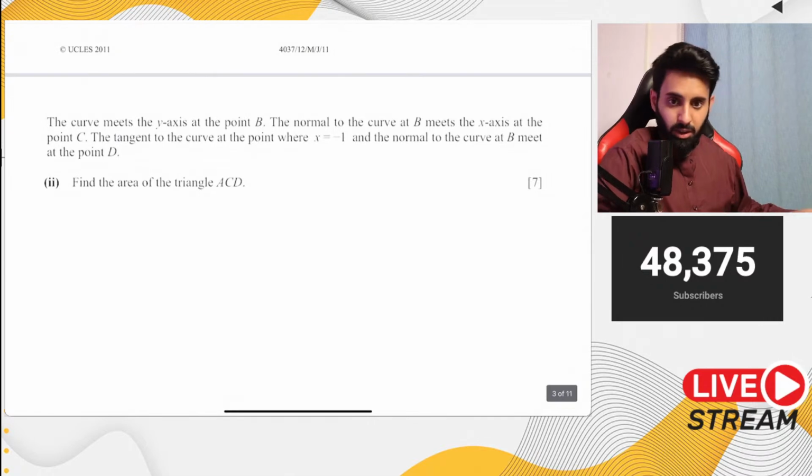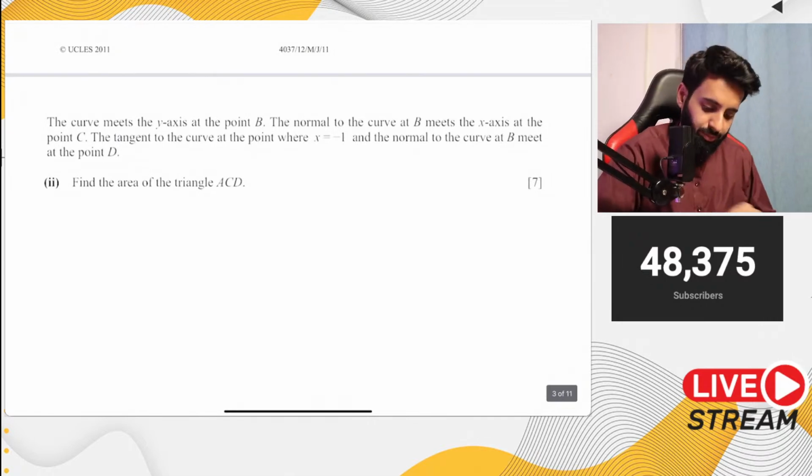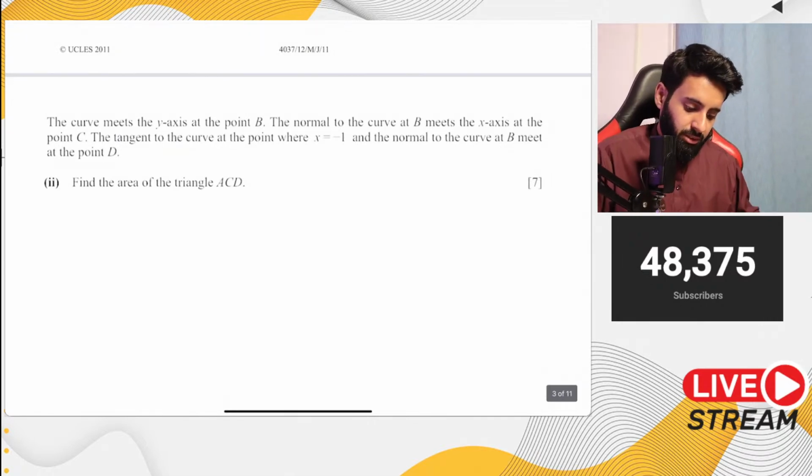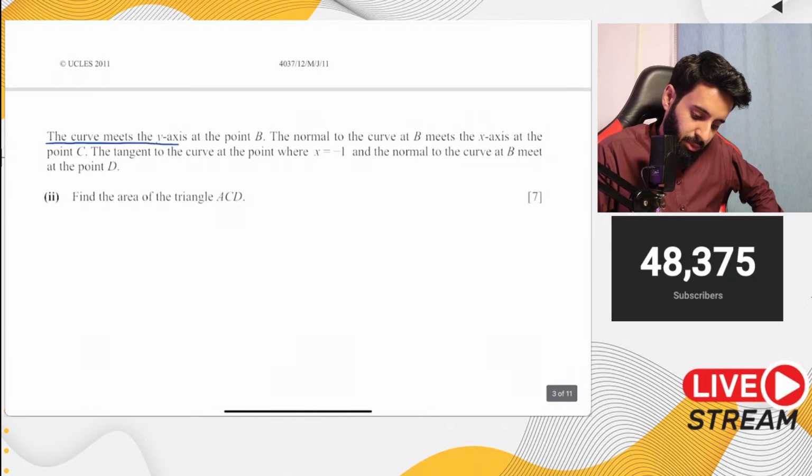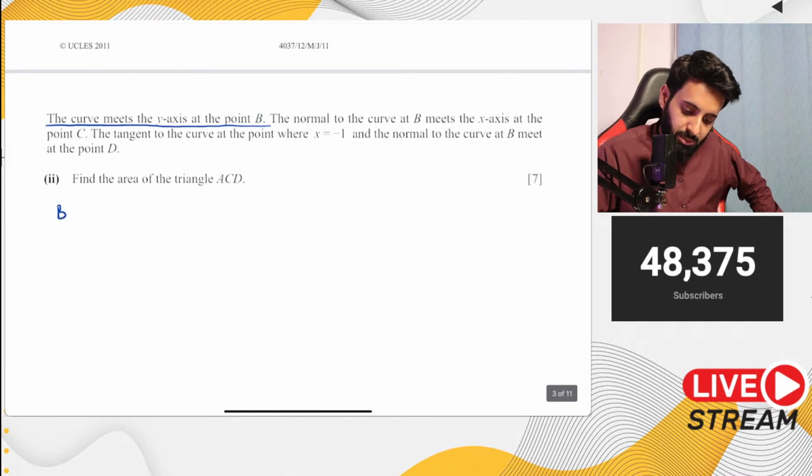Okay. Now there's a lot going on in this question. So we'll try and break it down and, like I said, set up new objectives for ourselves. So first of all, it says the curve meets the y-axis at the point B. Okay. So B is a point where the curve is meeting the y-axis. That means it's going to have coordinates 0, y.